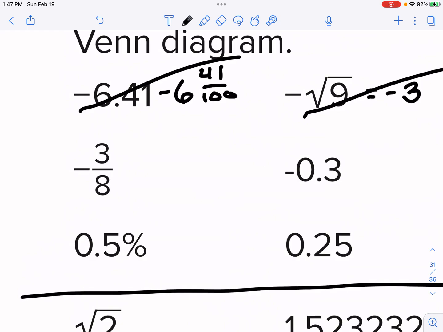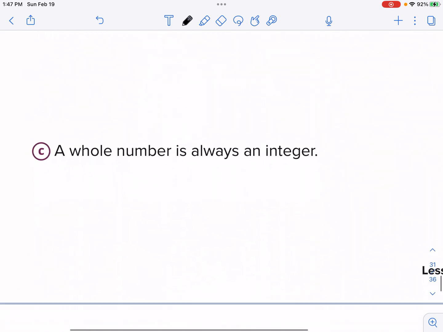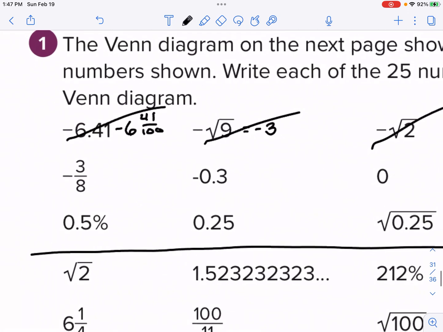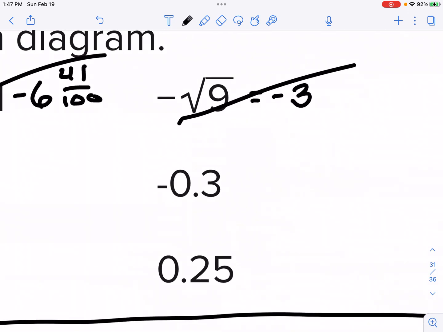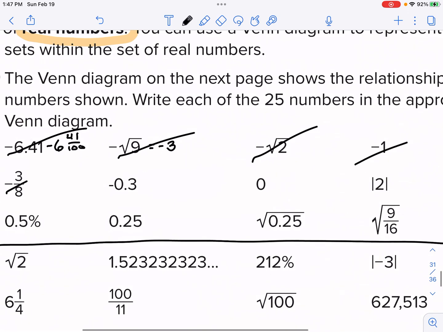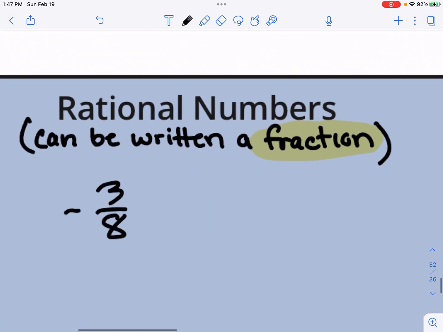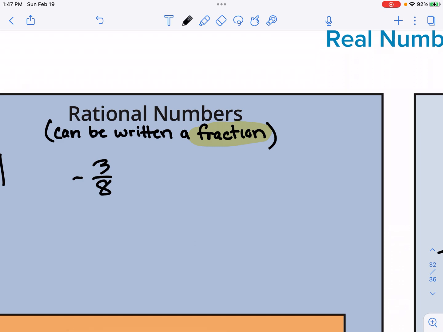Negative 3/8 doesn't simplify to be a whole number, so that will also be rational. Negative 3/8. I'll just write it somewhere here. Negative 3/10 as a decimal, so negative 0.3. Right, that can be written as a fraction because negative 0.3 can be written as negative 3/10, and that's a fraction where we have a whole number as a numerator and denominator.